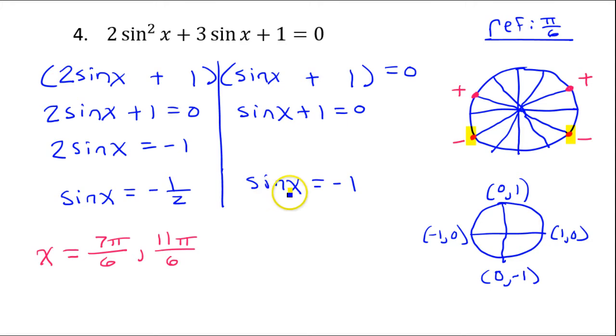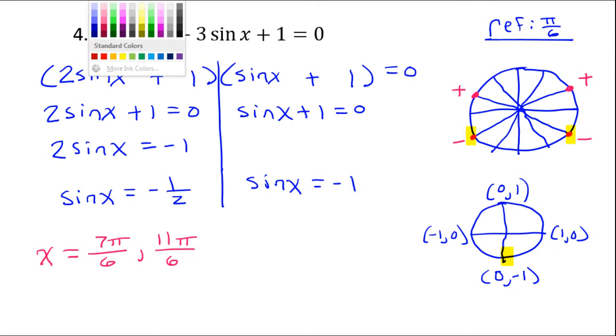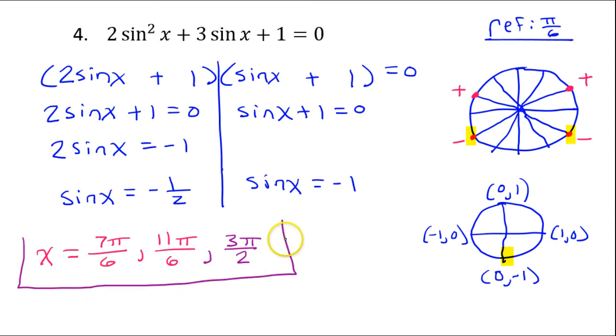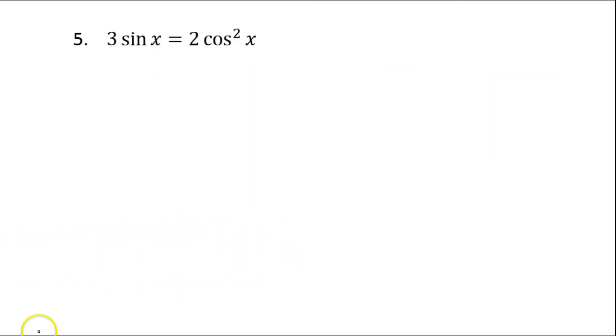Sine is a y value. So where is the y value equal to negative 1? Let's see, 0, 1, 0, negative 1, ding, ding, ding. This is the angle where the sine is negative 1. So that's the only one, so I'm going to add that to my solution list. Okay, so I will also have 3 pi over 2 as a solution. All right, those are the 3 solutions for number 4.